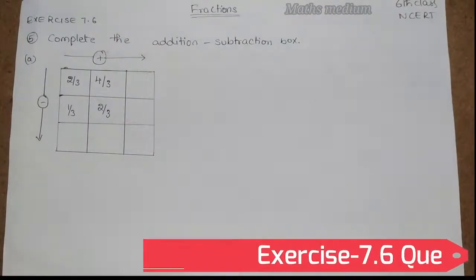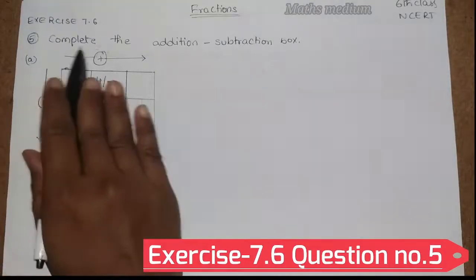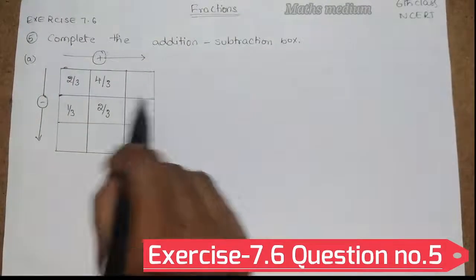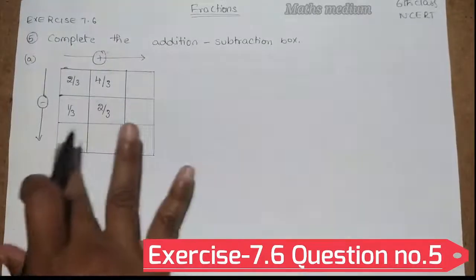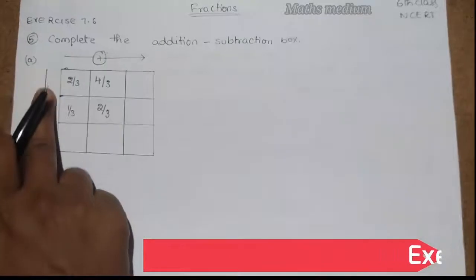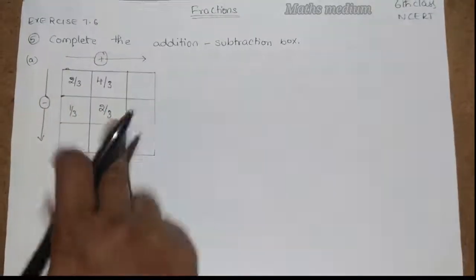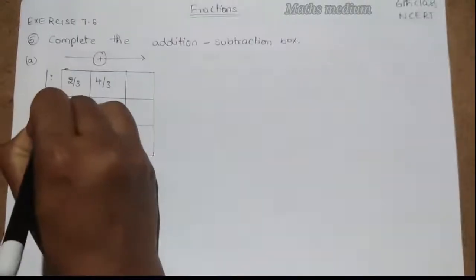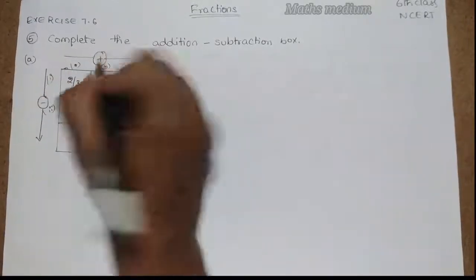Today I came with Exercise 7.6 from Fractions, 6th class NCERT, question number 5. Complete the addition subtraction box. This is a box like a riddle. So, we have to fill these boxes with addition and subtraction. See this? These are showing subtraction. These are showing addition. Let me take this as 1 and this as 2, and this as A and this as B.